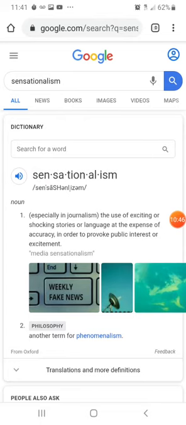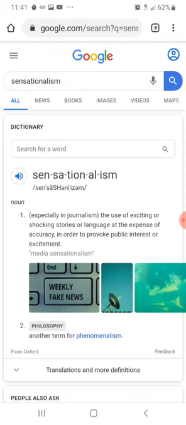This is Google. What you have here is a word called sensationalism. Sensationalism, especially in journalism, is the use of exciting or shocking stories or language at the expense of accuracy in order to provoke public interest or excitement. This is sensationalism. That's all that it is.